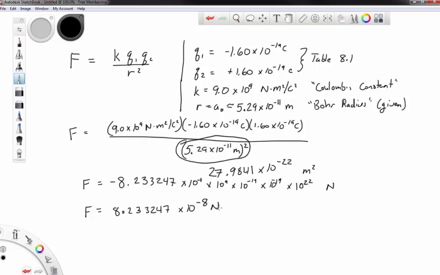And the fact that it's negative, this minus sign that's in here, just basically means that it's an attractive force. So the two are being pulled towards each other by this force.